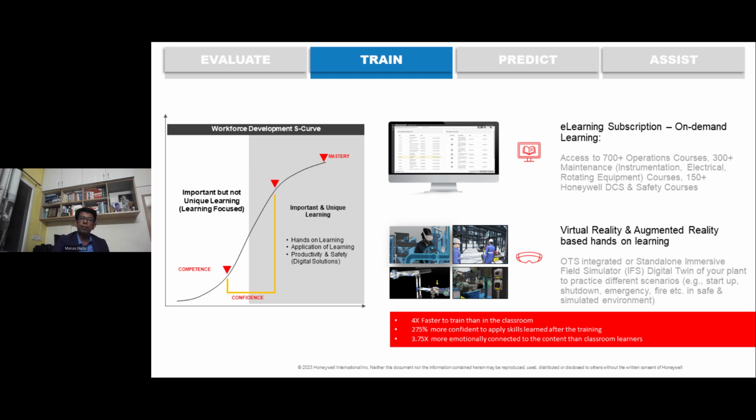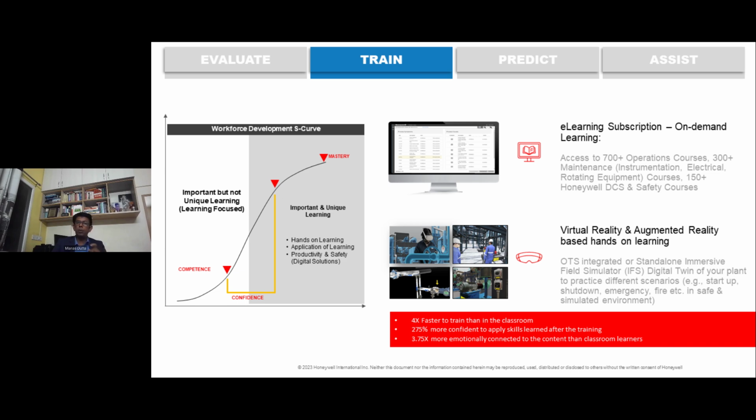Then comes the train part. Now, training is a very important aspect of people development. And if you look at this S curve of a learning curve, it starts with building competency, going towards the confidence, and then eventually become a master. And there will be different types of intervention at different phases in the competency or in the learning curve.